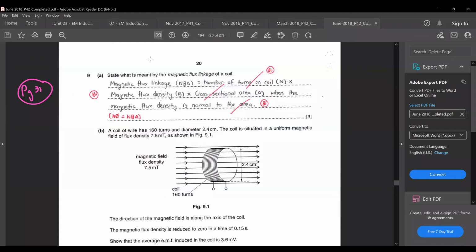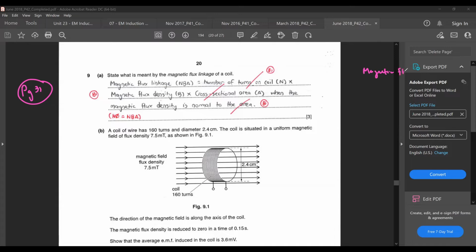The previous one that you did was asking you about magnetic flux, where you say phi is equal to BA. When it comes to magnetic flux linkage, we already know it is N phi, which is NBA. So you're basically trying to define that now. You say magnetic flux linkage is the number of turns or coils multiplied by magnetic flux density multiplied by cross-sectional area, when the magnetic flux density is normal to the area. This one is worth 3 marks.